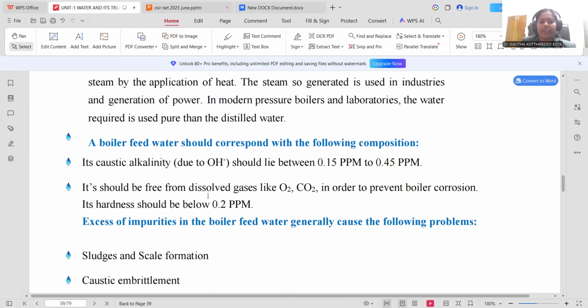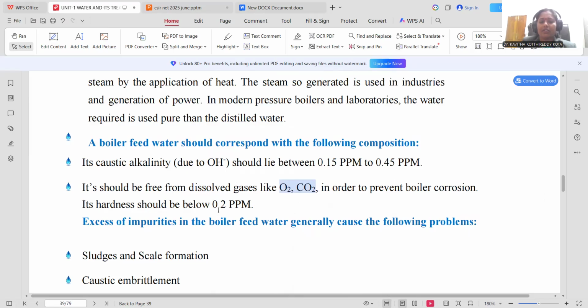It should be free from dissolved gases like oxygen and carbon dioxide in order to prevent boiler corrosion, right? Whenever oxygen is there, it induces the rusting process. Even carbon dioxide, being acidic, is an accelerator of the corrosion process. That's the reason why whatever boiler feed water you are boiling must be free from oxygen and carbon dioxide gases. Then only can we minimize this corrosion process, right?